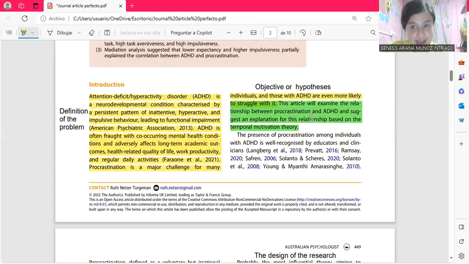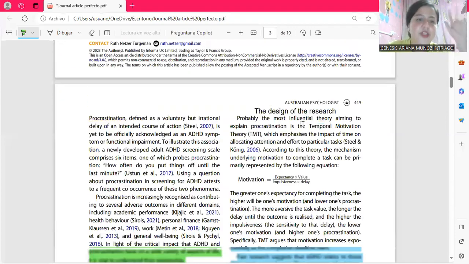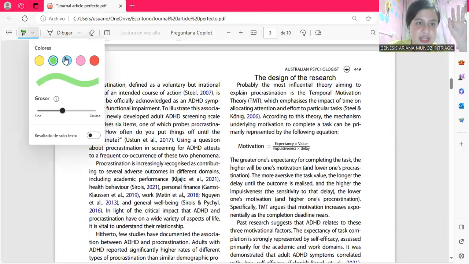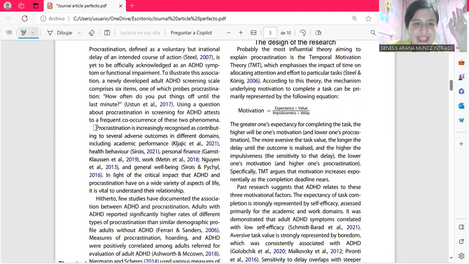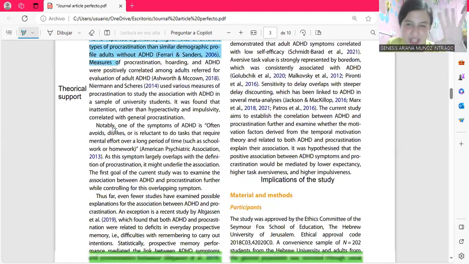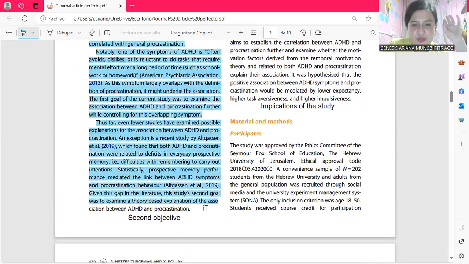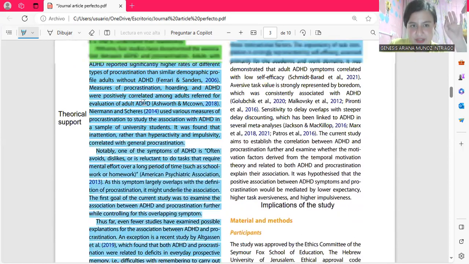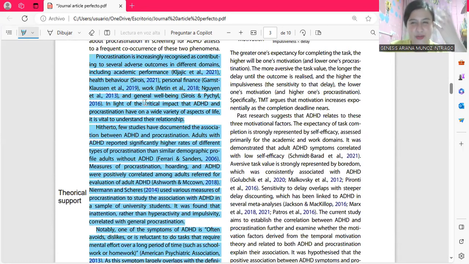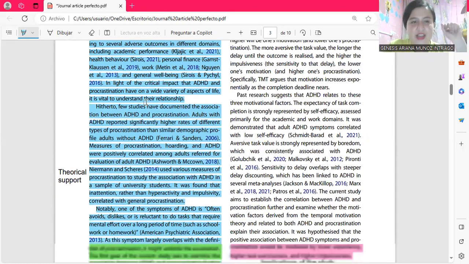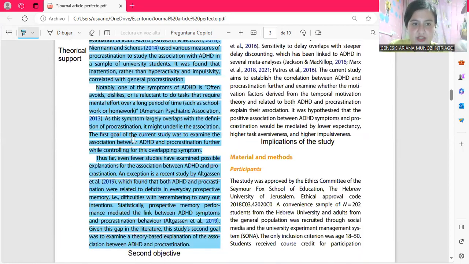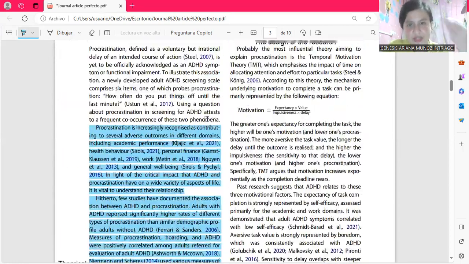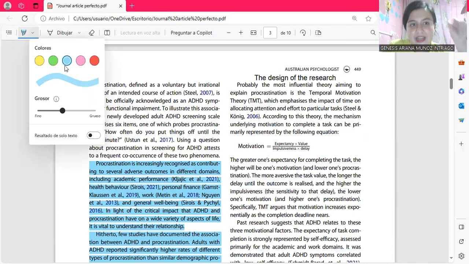So here they are telling us what are the methods that they are going to use, okay? In this case, they are telling us that they are going to use the temporal motivation theory, okay? So let's move on to the theoretical support. The theoretical support is basically like a research about other authors' information regarding this topic, okay? What did they say? What were the results that they gathered and all of that? So here in this part, from here until here, you can find the theoretical support. And after that, we have the design of the research.